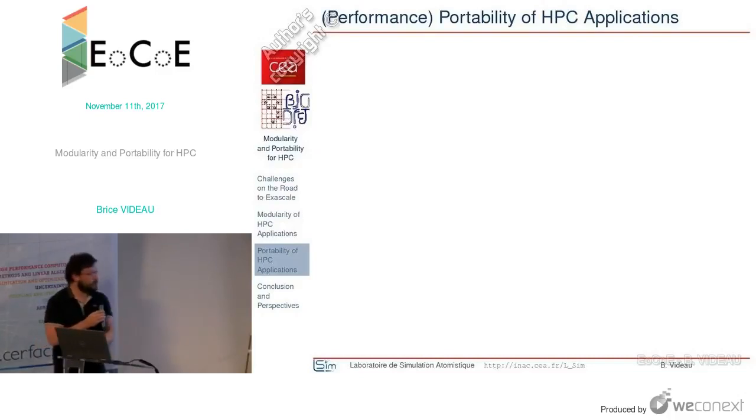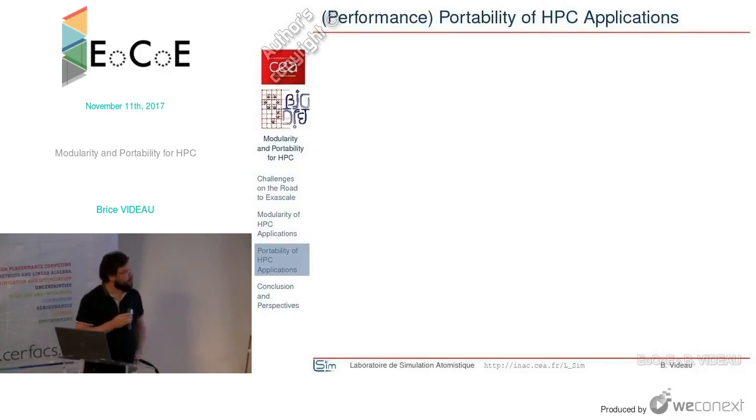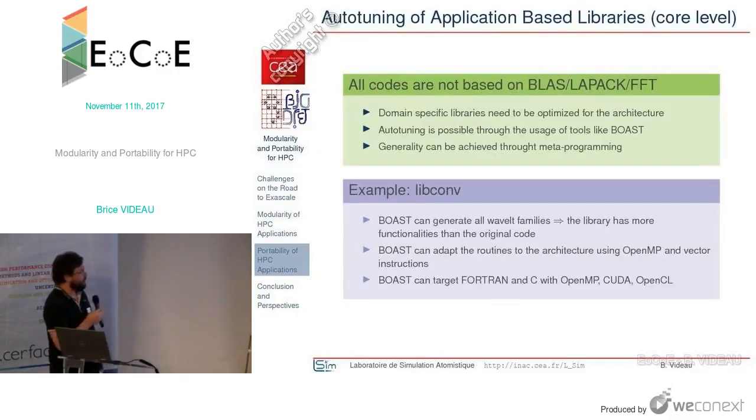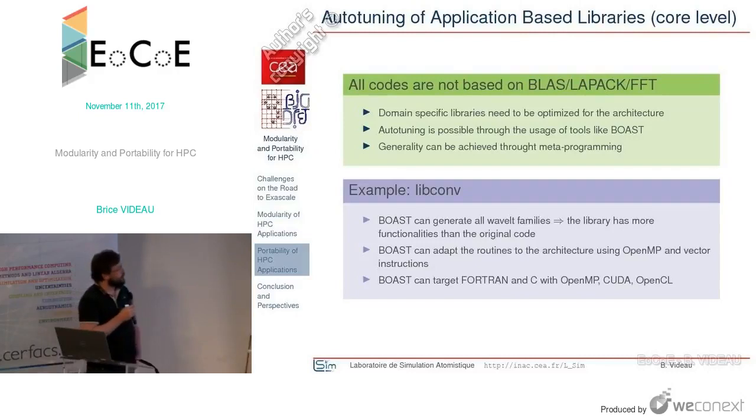and for the performance portability, because it's nice to be portable, but if you don't have performance, it's not very useful. So we are developing BOAST, which is an autotuner, because not all codes are based on BLAS, LAPACK, and FFT, unfortunately. So we propose a dedicated autotuner where you can describe your own formalism. And the example here is libconv.